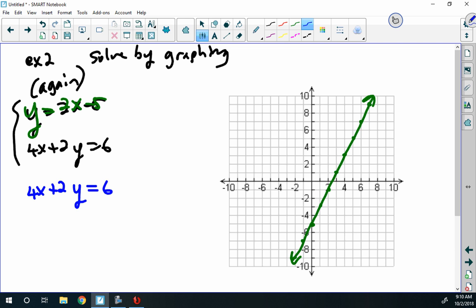Anybody have any ideas what you could do? Dear math gods, please send me an angel to put this into slope-intercept form. So subtract the 4x. So 2y equals negative 4x plus 6, and then divide by 2, and divide by 2, and divide by 2. So then y would equal negative 2x plus 3. That's an excellent idea. Nice. What made you think of that?